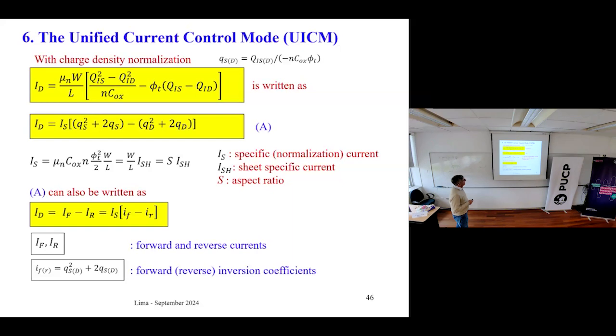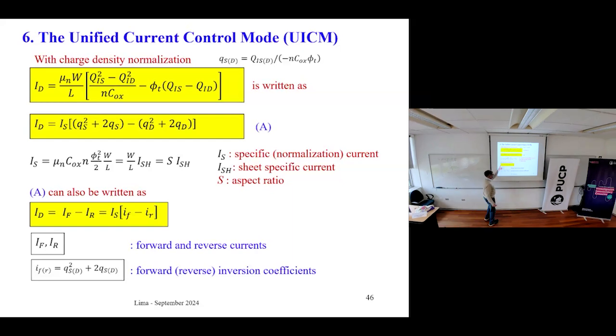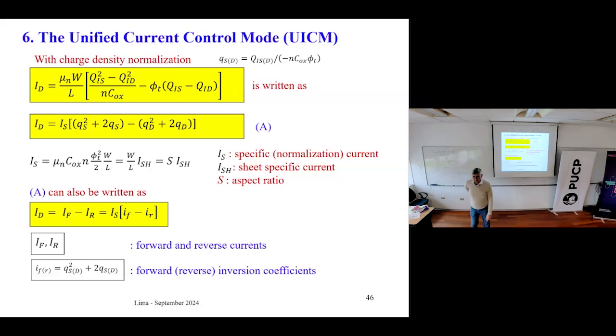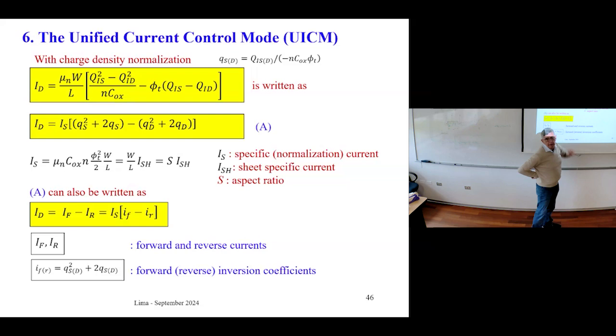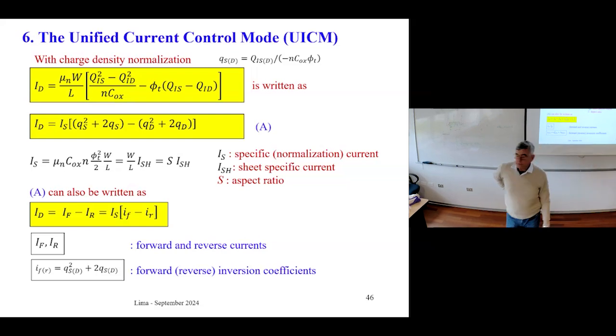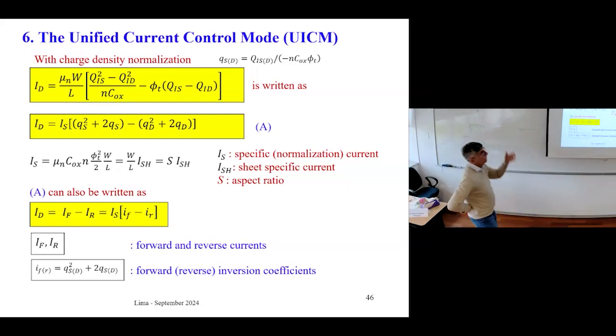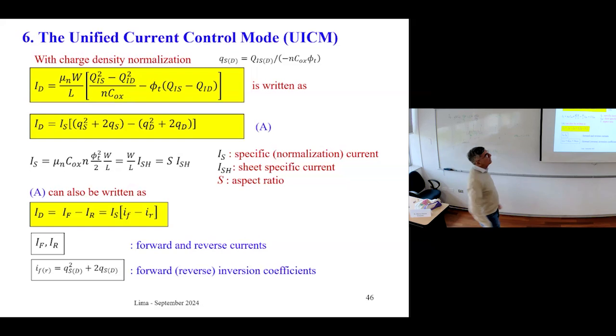Now, I'm also writing this expression in a different way. I'm going to say that, well, the drain current has two components. One is associated with the source. This component is called the forward current. And the other one is the reverse current associated with the drain. Which property of the drain? The inversion charge density.